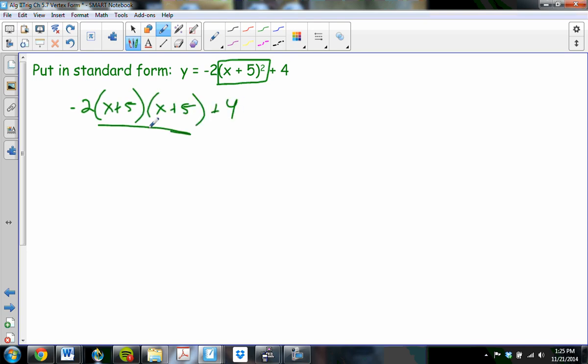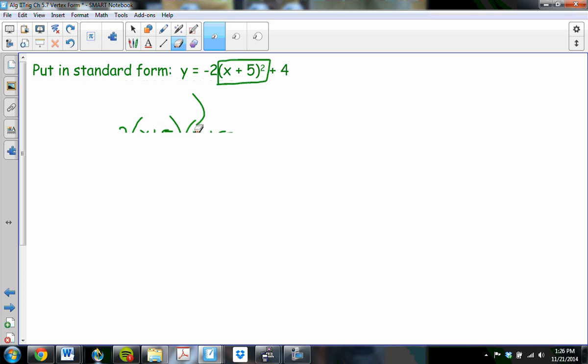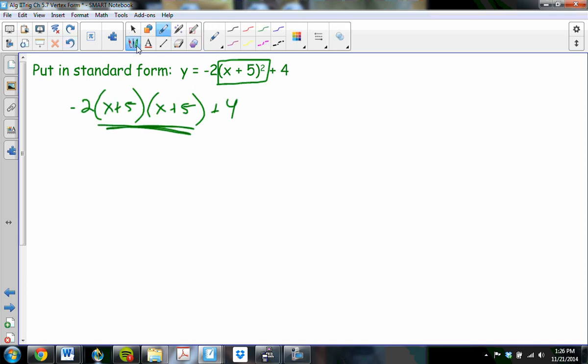And I start with this stuff here. You should be able to figure out pretty quick how these things FOIL. Let's leave that there for now. I get x times x is x squared, x times 5 is 5x, 5 times x is 5x, and 5 times 5 is 25.